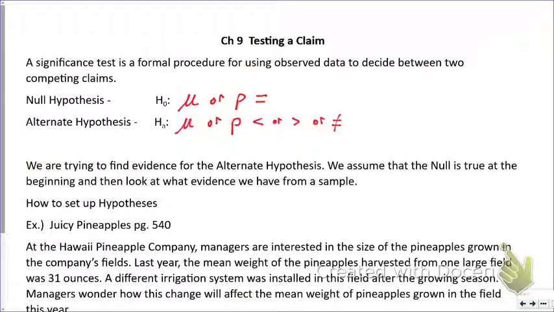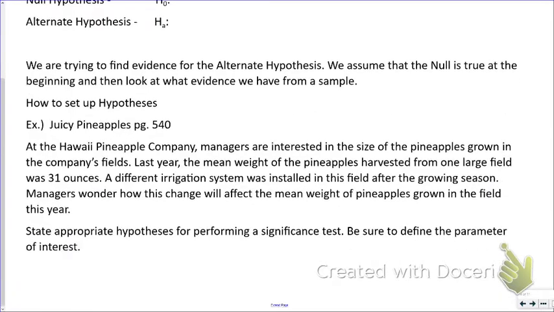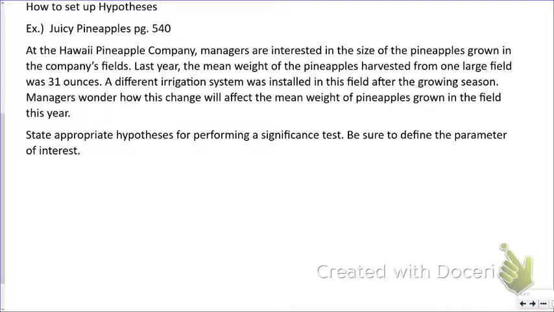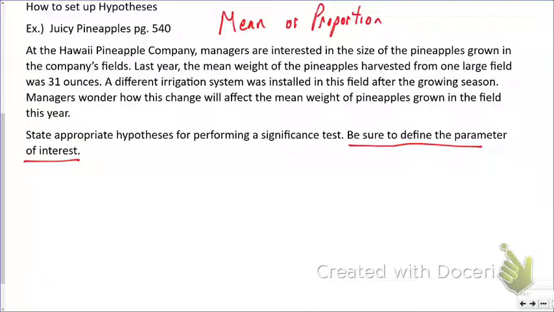So let's go ahead and practice with pineapples. And every problem we work, you want to start by asking yourself, is this a mean problem or proportion? Maybe hit pause, practice doing this. You want to describe the parameter. That's like the first step of a confidence interval. And then you write your hypotheses underneath it. But maybe hit pause and try it out.